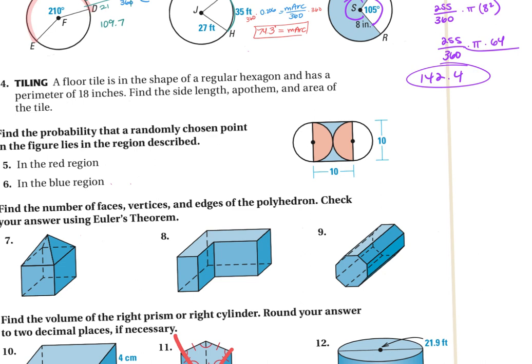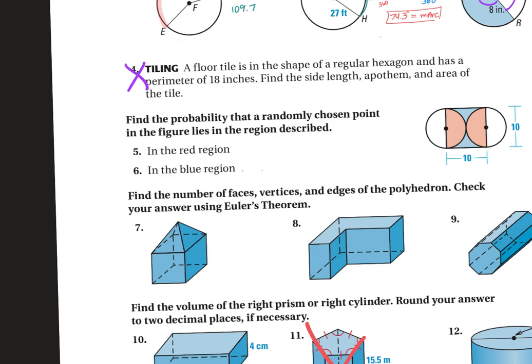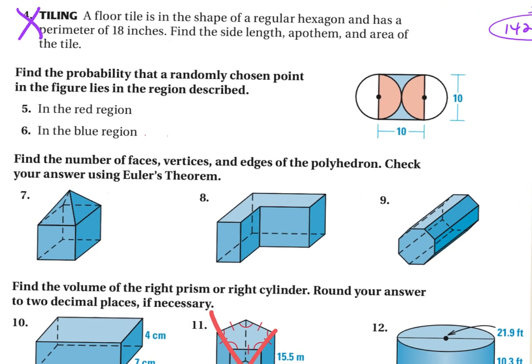Nick, do you need to do number 5? Oh, 4 you didn't need to do either. I didn't even catch that yesterday. Sorry, 5 and 6, yeah. I got the answers. I just don't know how to find the probability.